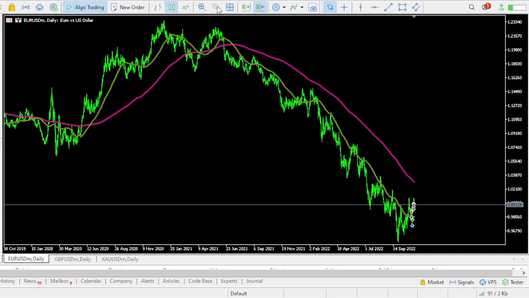It's been a long time since I did some chart analysis, so I felt, okay, let me do that today. First of all, the chart you see here has my two moving averages. I have the 200 period moving average, the pink one, set to simple, shift 0. Then I have the 50 period moving average, set to simple, shift 0.